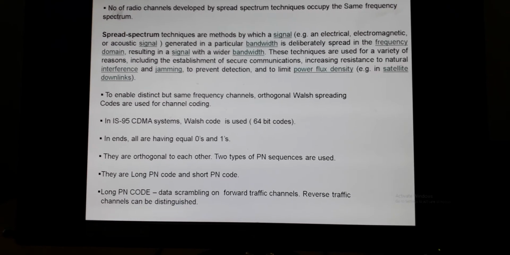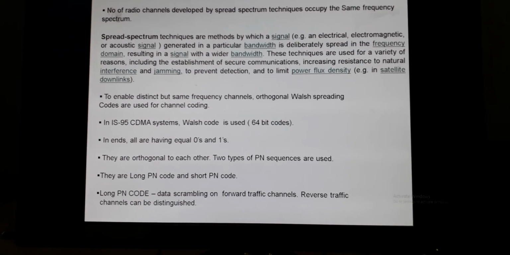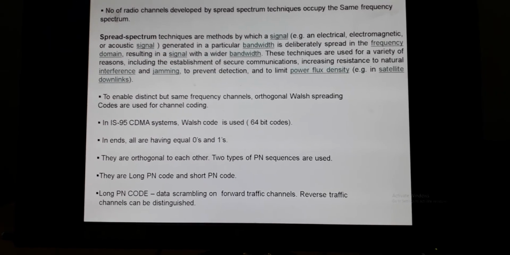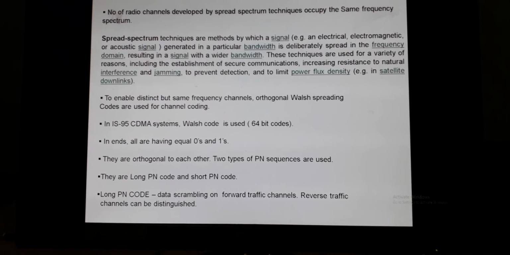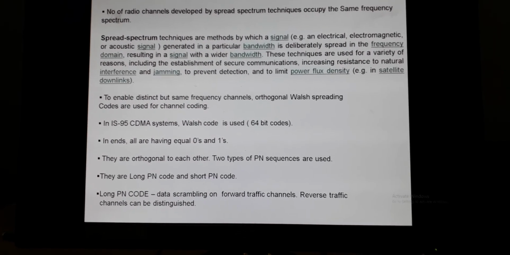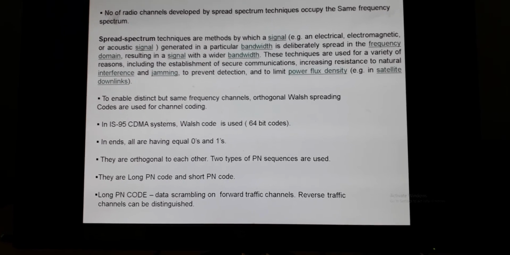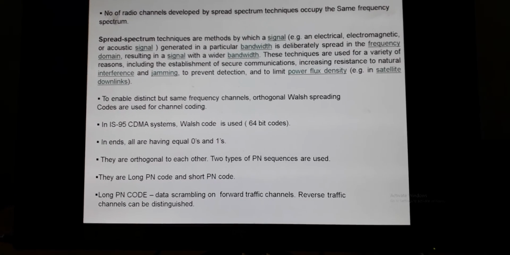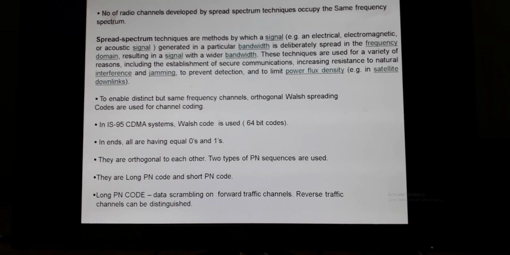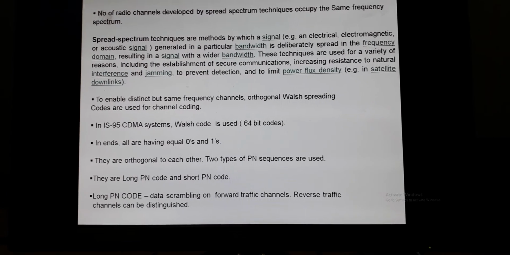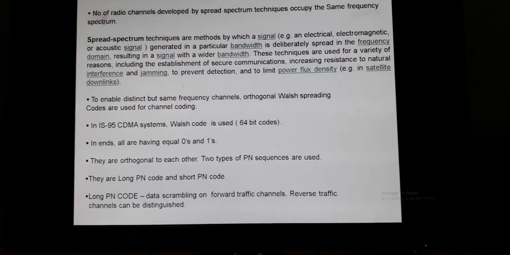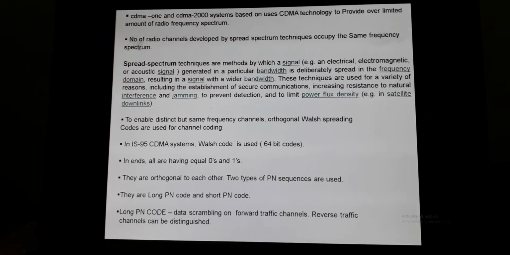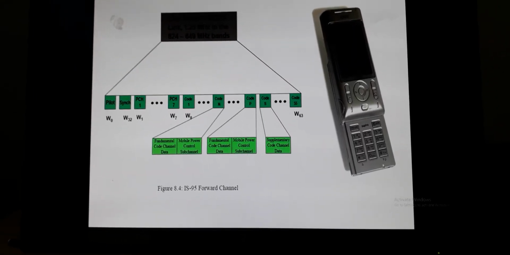So they can generate a PN sequence, a pseudo random sequence. There are two types of pseudo random sequences. One is the long PN sequence, another one is the short PN sequence. The long PN sequence is used for data scrambling, that is encoding on the data traffic channels. Whenever the traffic, that is nothing but speech, is to be transmitted in the forward traffic channel or reverse traffic channel, the CDMA system always uses the long PN sequence. Long PN sequence means long pseudo random code.